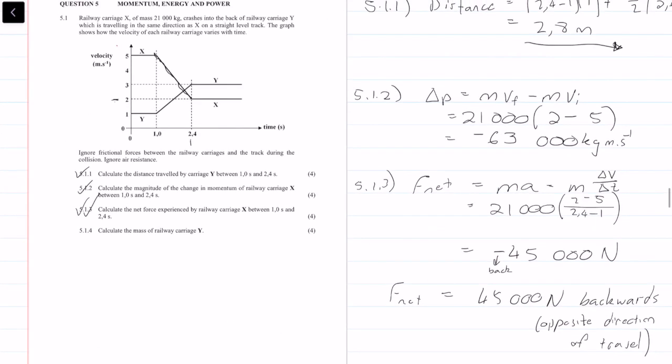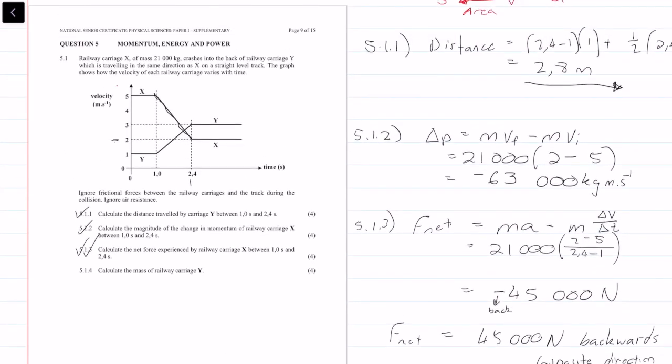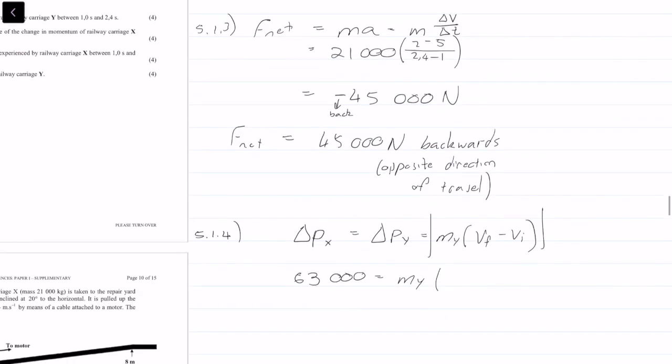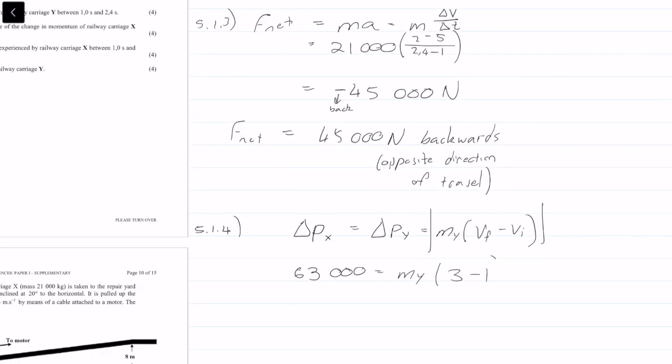Then we know the velocity of Y final is going to be, okay, so we're looking at this graph right here. The impulse we're concerned about is in this time step right here. So I'm going to take V final as equaling 3 and V initial is equaling 1. So we're going to have 3 minus 1, which is obviously 2. So My is equal to just half of 63, which is 31,500 kilograms.